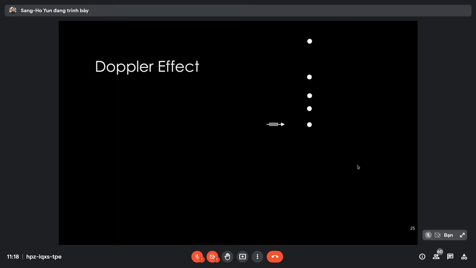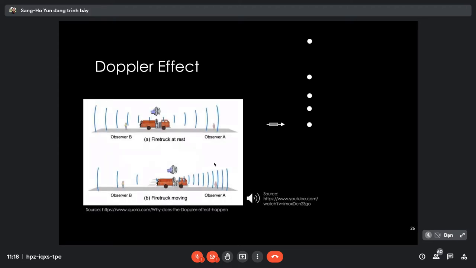However, we can utilize a physical property called the Doppler effect. I'm sure you have heard about the Doppler effect. It's like observers A and B, and there's a fire engine coming here. Observer A will hear a higher pitch, and observer B will hear a lower pitch than the original source, just like in this sound. You can imagine your past experience of hearing an approaching fire engine, and when the fire engine passed by, you have this Doppler effect.